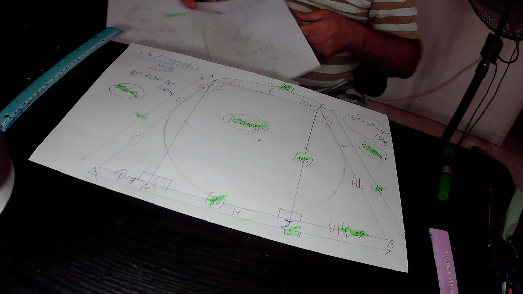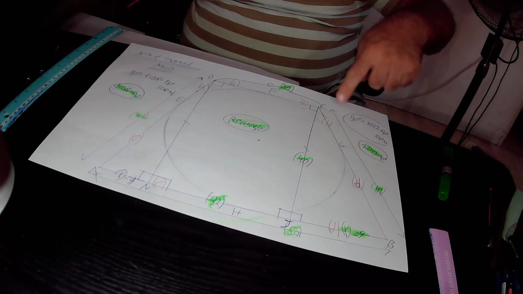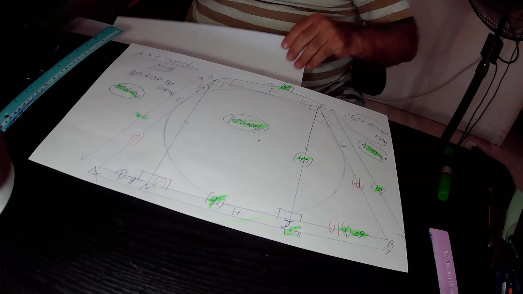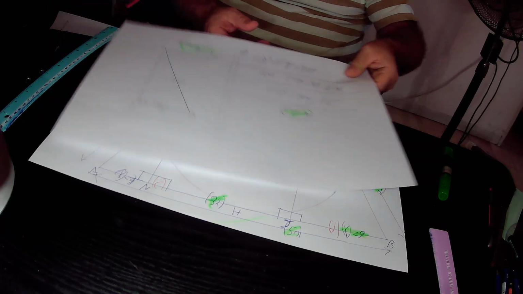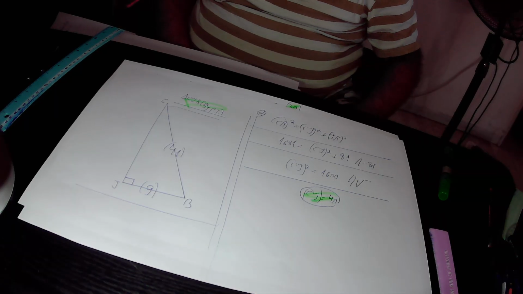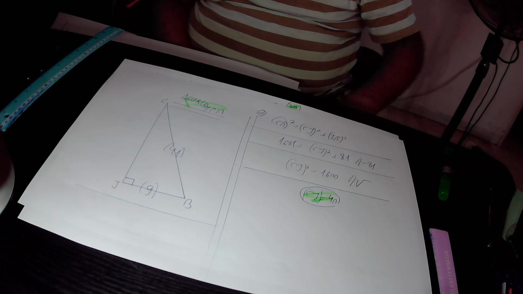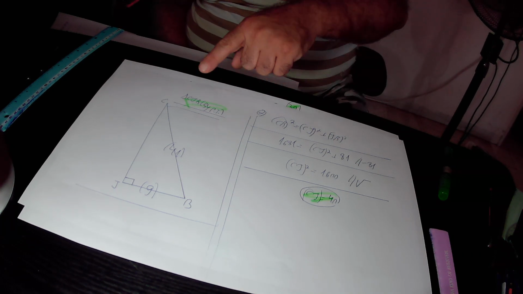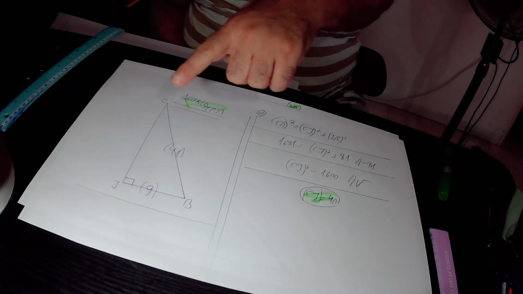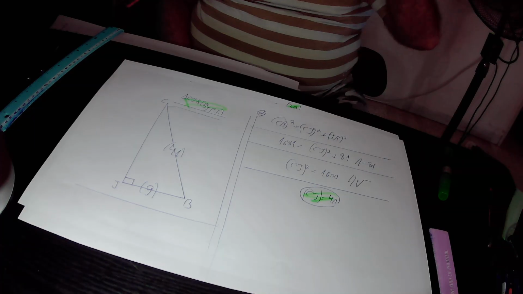In the next step, I copied the right triangle CJB onto a new page and we implemented the Pythagorean theorem on this right triangle CJB. This is the right triangle CJB. According to the Pythagorean theorem, in any right triangle, the square of the hypotenuse equals the sum of the squares of the perpendicular sides. So in the right triangle CJB, CB squared, that is the square of the hypotenuse, equals CJ squared plus JB squared.